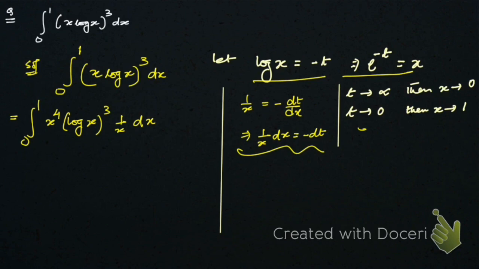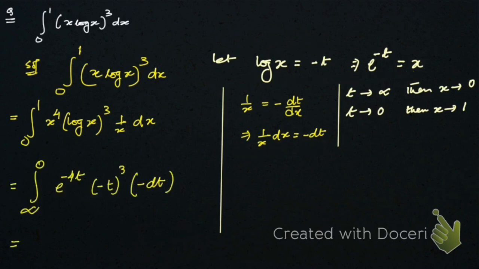So log of x will be replaced by minus t, x will be replaced by e to the power minus t, and 1 by x dx will be replaced by minus dt. Doing so, we're going to have this step. Here as log x is equal to minus t, x to the power 4 will be e to the power minus 4t. Similarly, log of x is replaced by minus t as we have considered, then this one is replaced by minus dt. Hope you have understood.